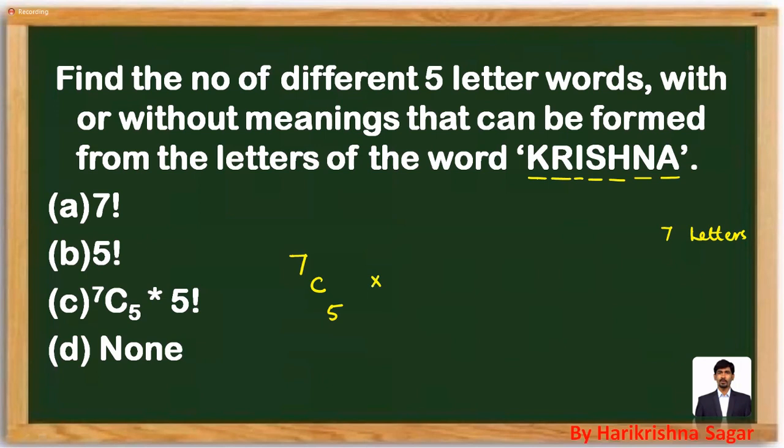So after choosing five letters, we have to arrange them. I told you n elements can be arranged in n factorial ways. So 7C5 into 5 factorial will indicate the total number of possibilities to arrange them.